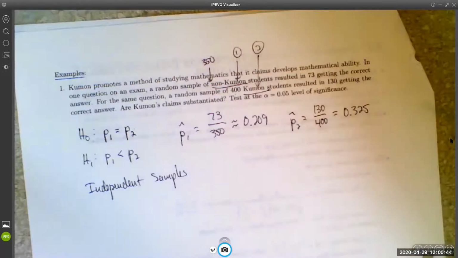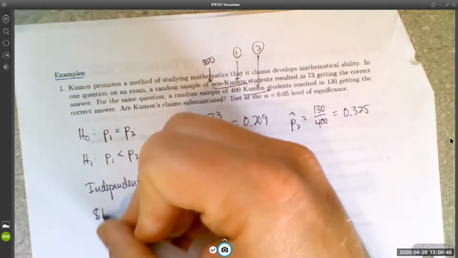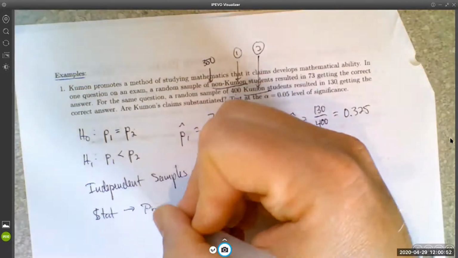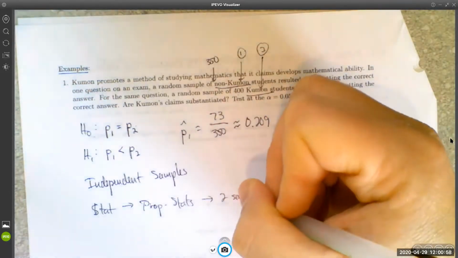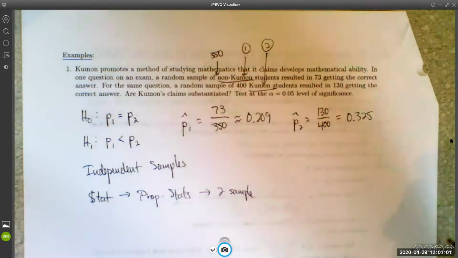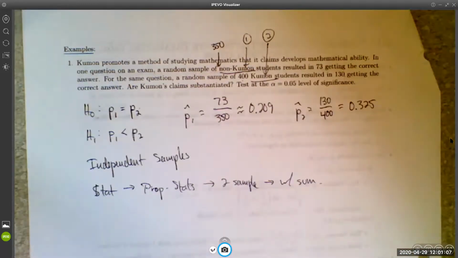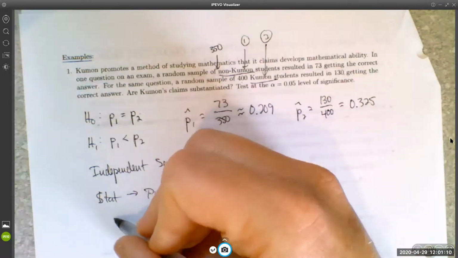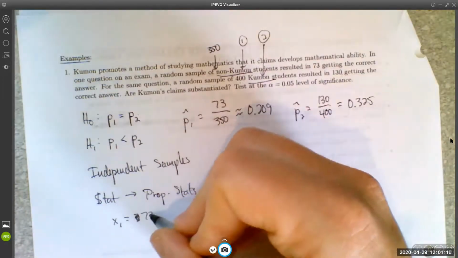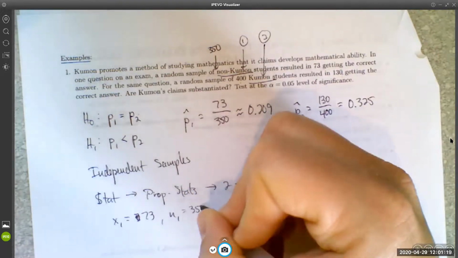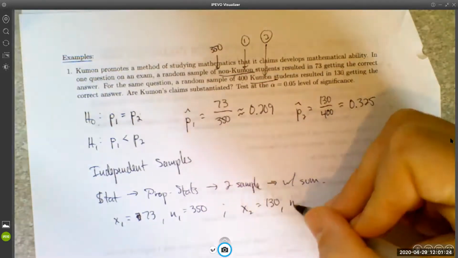When you're testing proportions and the samples are independent, that's when you go to Stat, Proportion Stats, Two Sample. In this case, we don't have the raw data, we have a summary, so we're going to say With Summary. The summary that we were given is, for group 1, the number of successes was 73 and the number of observations was 350. For group 2, the number of successes was 130, and the number of observations was 400.